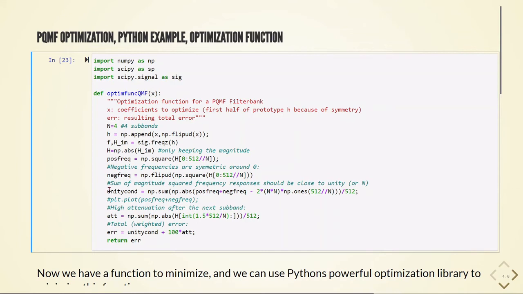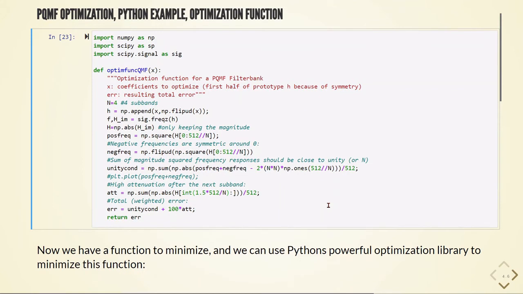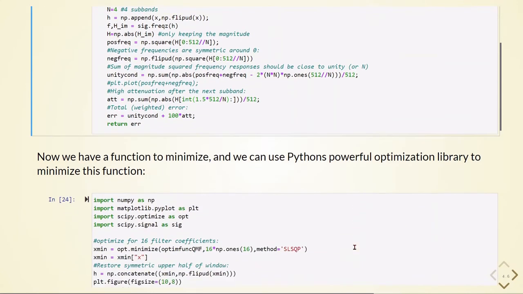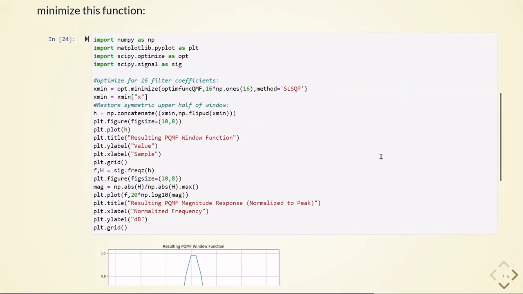Here we have, for example, the sum of the magnitude square frequency response, which should be close to unity, or n, and this is the unity condition. We also want high attenuation after the next band, and we have this attenuation. For the total error, we add the unity condition plus 100 times this attenuation condition, and this will return an error. So now we have a function to minimize, and we can use Python's powerful libraries to minimize it. This is what we're doing here.